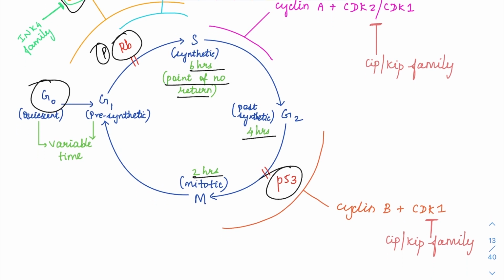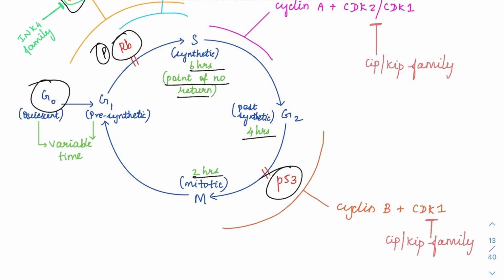Normally, retinoblastoma would have caught hold of a protein called E2F, an elongation factor. When this elongation factor and retinoblastoma are together, this is going to stop the cell cycle. It will not let the cell cycle progress. So this is the normal function of retinoblastoma.